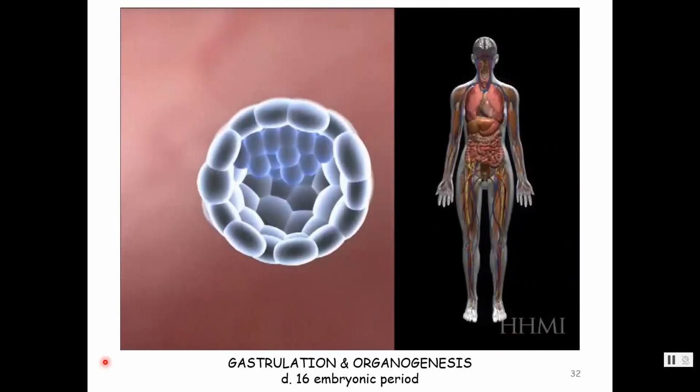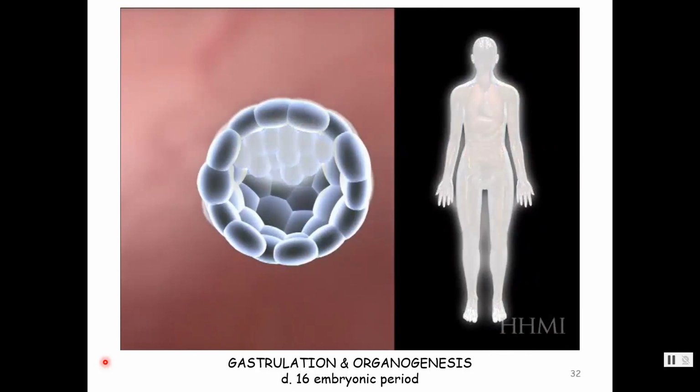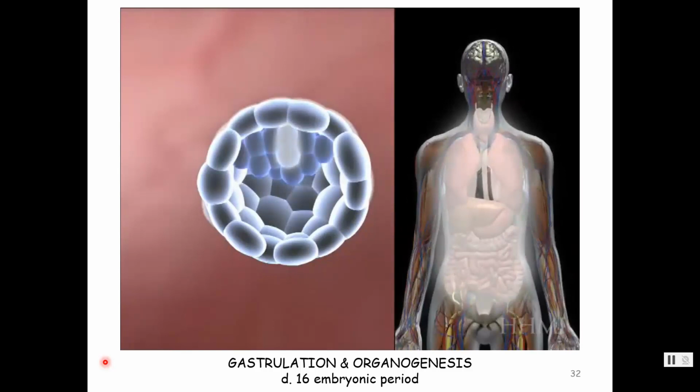So here you'll see that the inner cell mass gives rise to the entire adult animal, in this case a human. This same process would occur in a mouse, as we'll see a bit later.